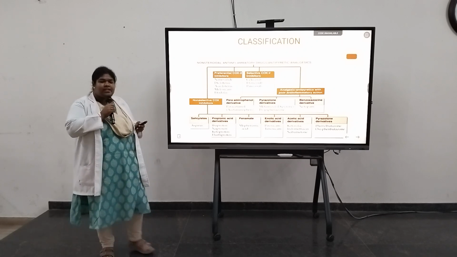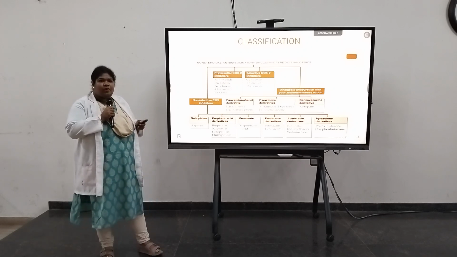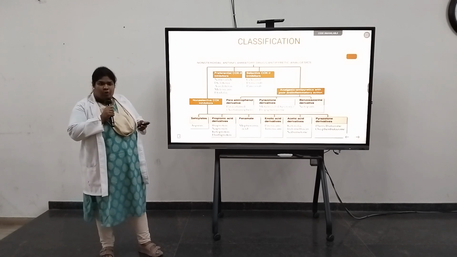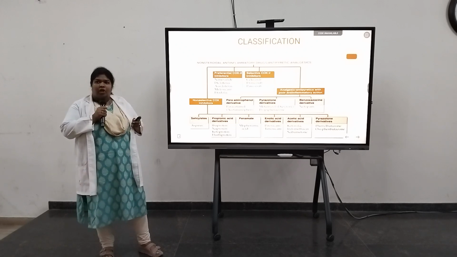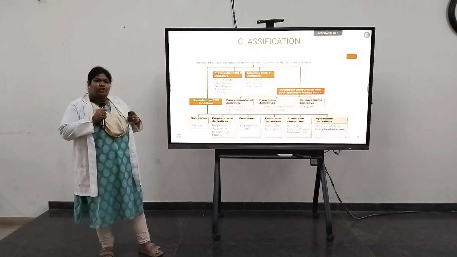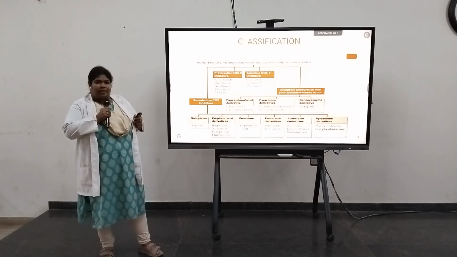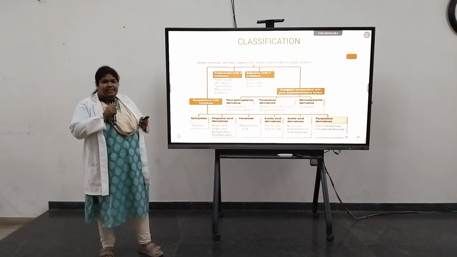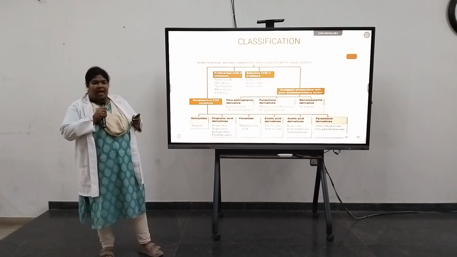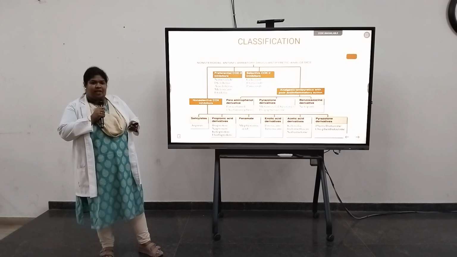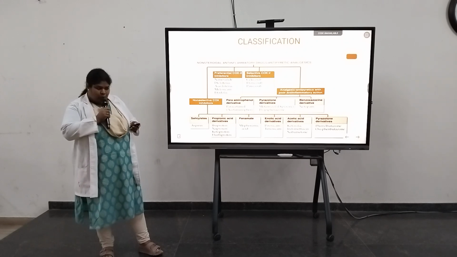Please note down the difference. Non-selective COX inhibitors act on both COX-1 and COX-2. Preferential COX-2 inhibitors act on both COX-1 and COX-2, but more commonly on COX-2. Selective COX-2 inhibitors, as the name suggests, act only on the COX-2 enzyme.